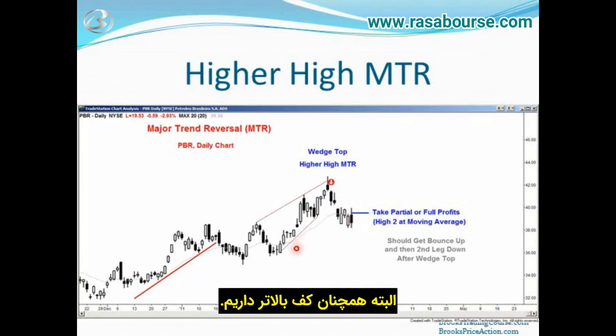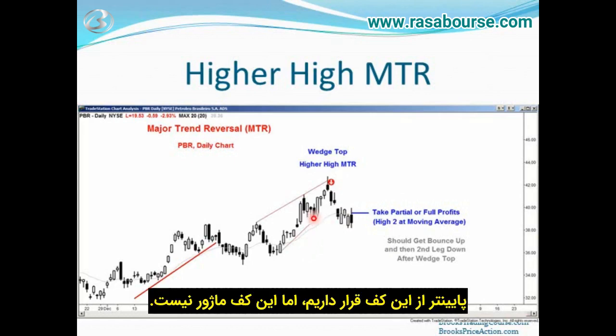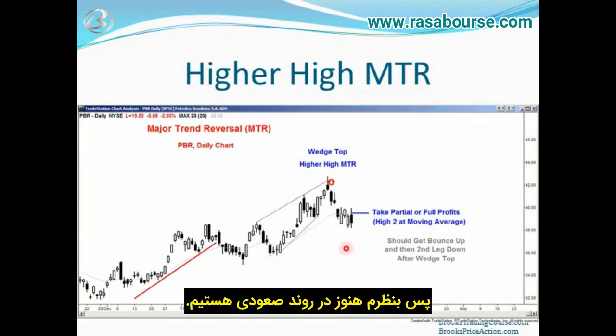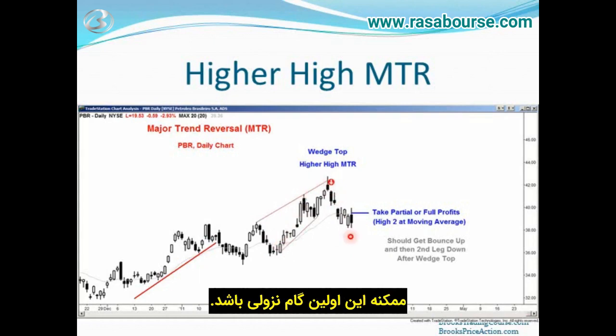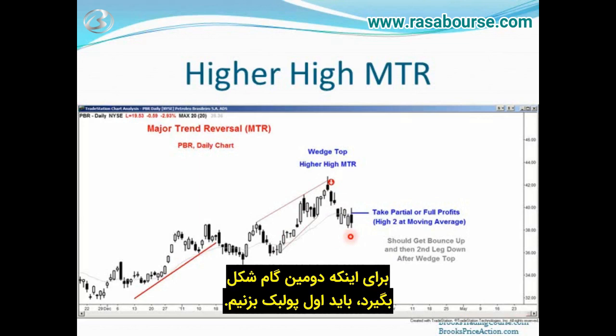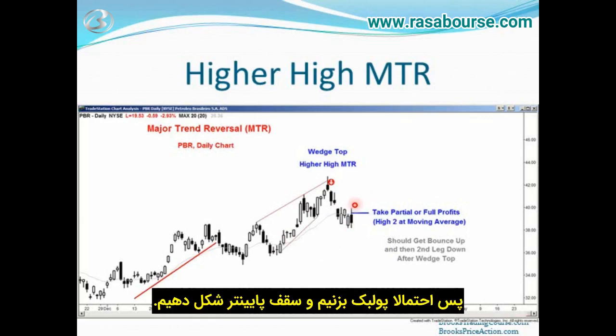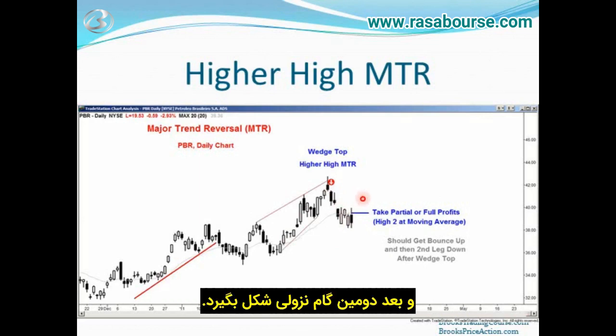Again, we're still in a higher low situation. We fell below this low, but this is not a major low. To me, this or this are more important lows. So I think we're still arguably in a bull trend, but after a wedge top, you should get 2 legs sideways to down. This might be the first leg down. To get a second leg, that means you need a pullback. So chances are this wedge will have a pullback, maybe to a lower high, and then a second leg down. So we should get a bounce here.